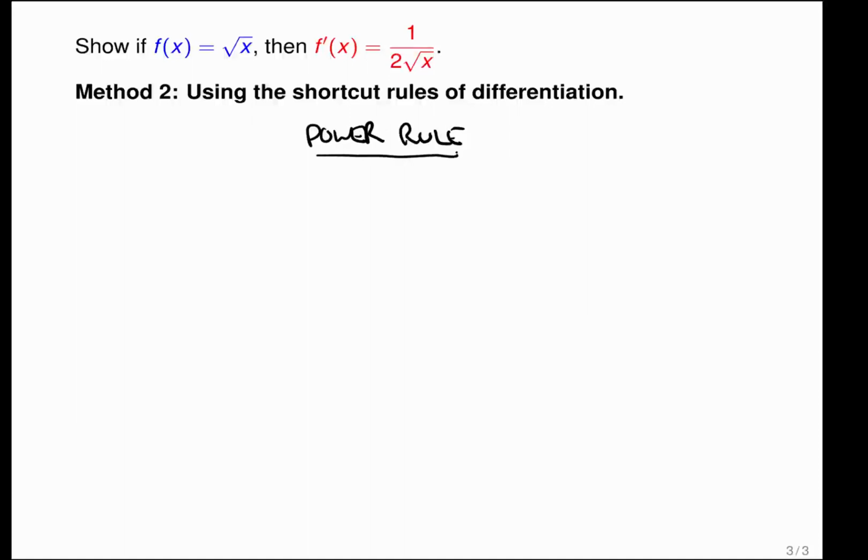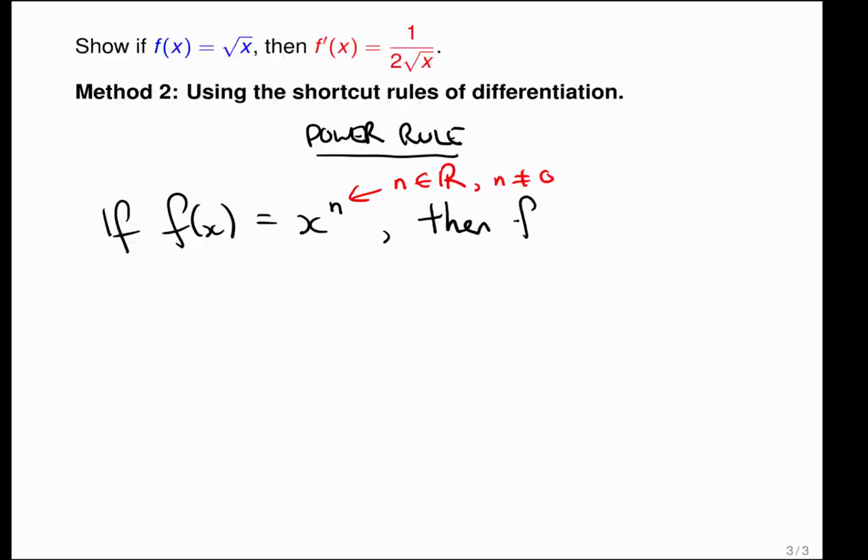It states that if the function is a power function, that is, x to the power of some constant n, where n can be any real number that's not 0, then the derivative of the function is obtained by firstly bringing down the power n to the front, and then we subtract off precisely 1 inside the power.